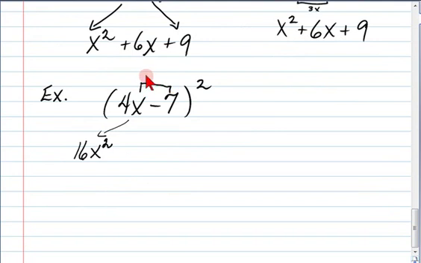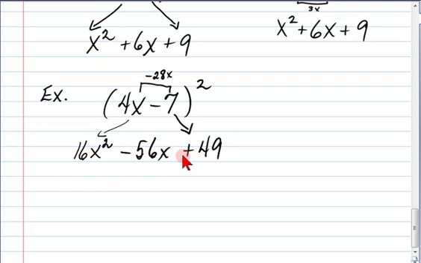4x times negative 7 is negative 28x. Do I write down negative 28x? No, I need to double it, because that's both the inner and the outer. So I write down negative 56x, because it's 28 and 28. Then I square the last one for 49. 7 times 7.